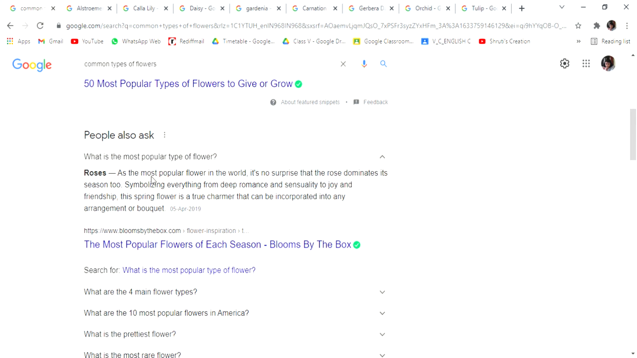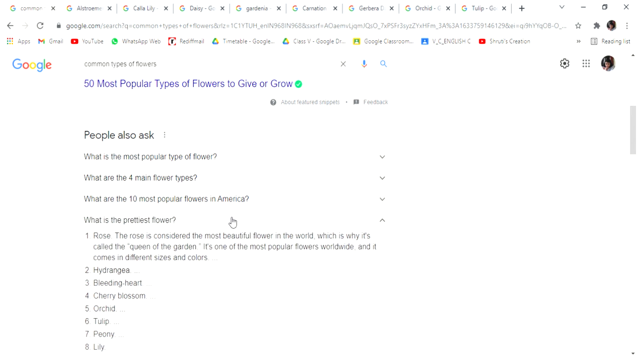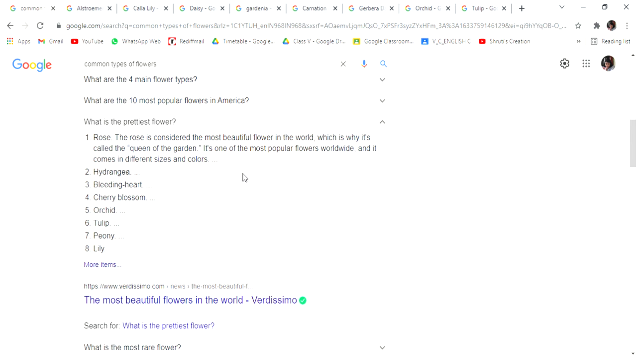Roses are the most popular flower in the world. It's no surprise that a rose dominates its season too, symbolizing everything from deep romance and sexuality to joy and friendship. The spring flower is a true charmer that can be incorporated into any arrangement or bouquet. It's actually true, and the rose is really nice. And rose is also a type of very pretty flower, okay.